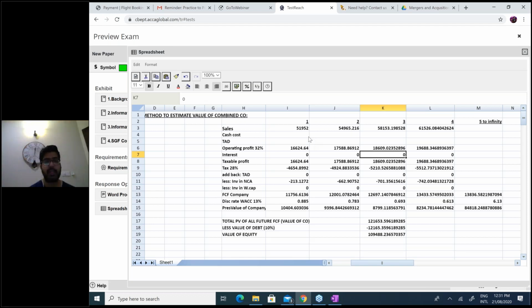No cash cost area was given, and its operating profit margin will be 30%. So I can make it 30% and just multiply all this by 0.3 and drag it.